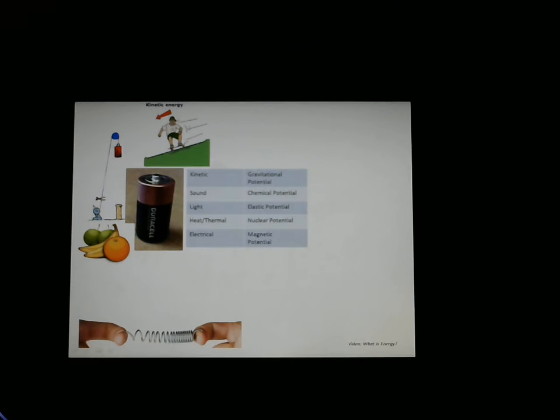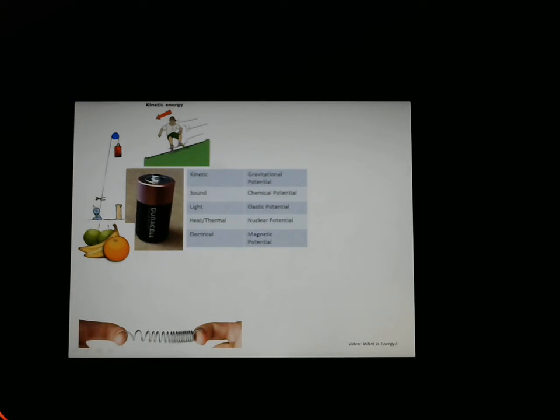Elastic potential energy, anything stretching, springs, rubber bands, those are the two big ones. Anything elastic, grab a sock, stretch it, flick it at somebody. Yeah, that's elastic potential energy.